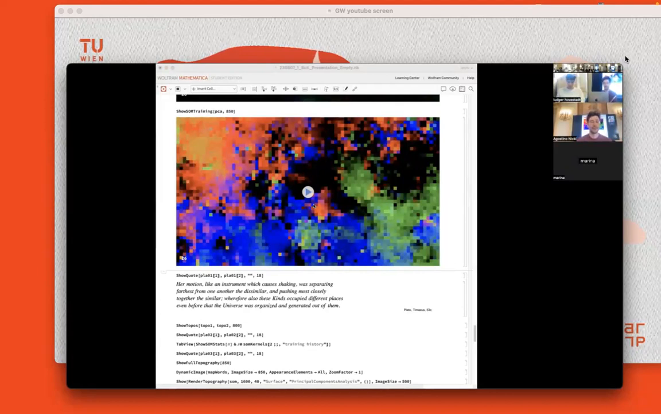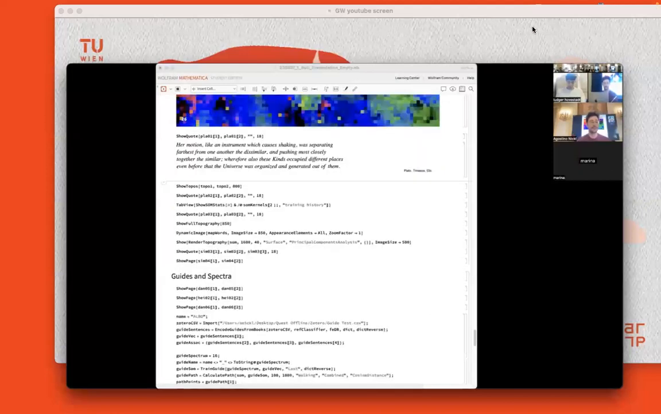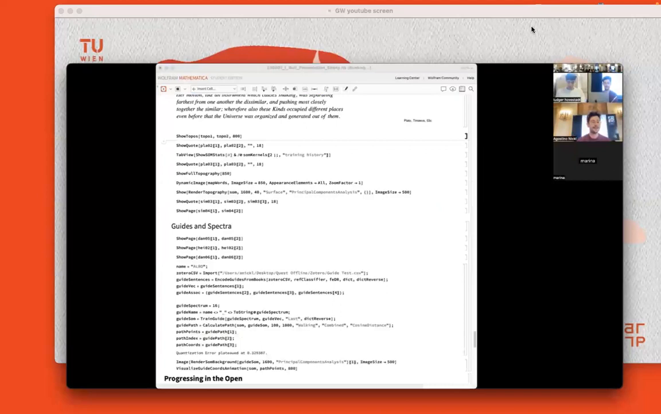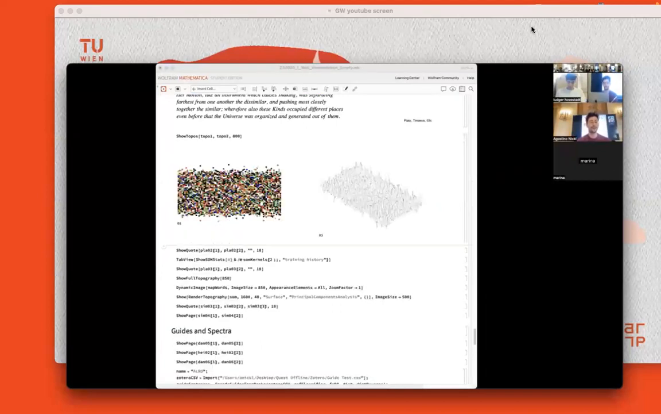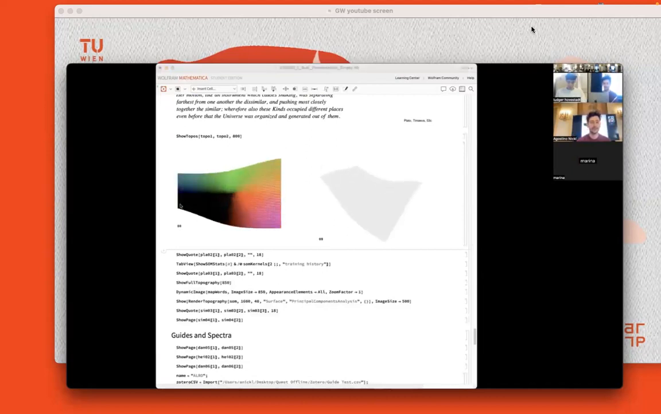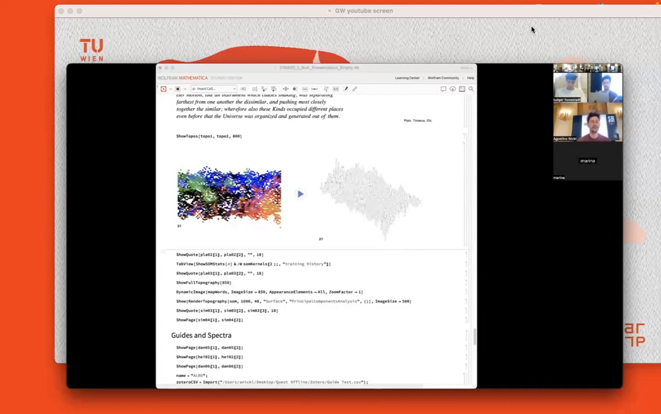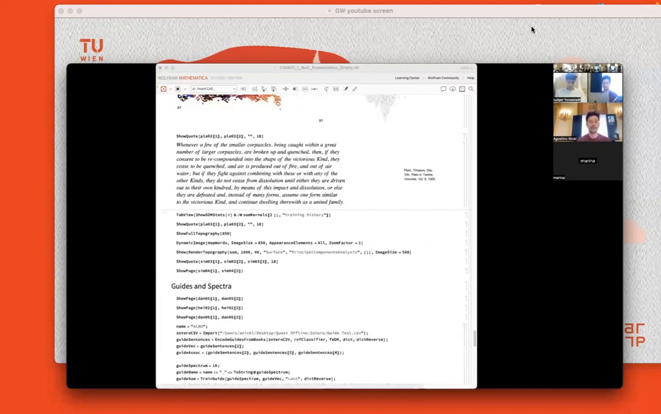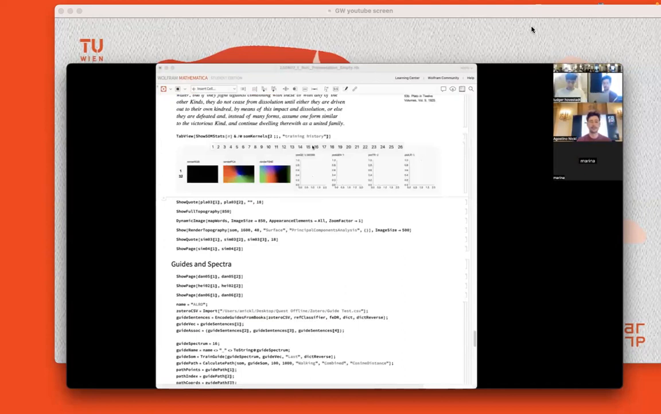During multiple rounds of competitive learning, the weights of the nodes plastically change, and either they are driven out to their own kindred by means of this impact and dissolution, or else they are defeated and instead of many forms, assume one form similar to the vectorial kind. Here you can see it again. Adapting its nodes in ever-decreasing radial, it reaches and creates neighborhoods of topological similarity and loses them again when it overfits. We can now look for a metastable position that retains its relations. So it is around here. You can see it here, it's kind of like nice and smooth.